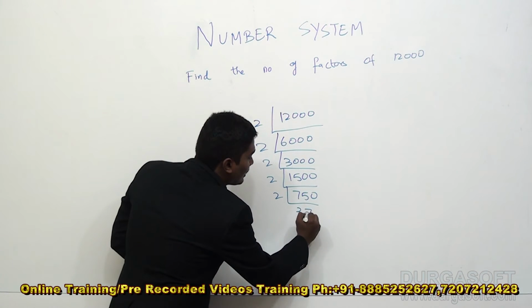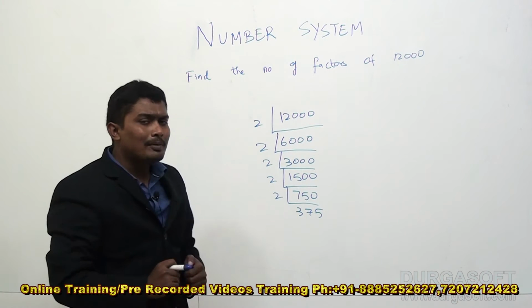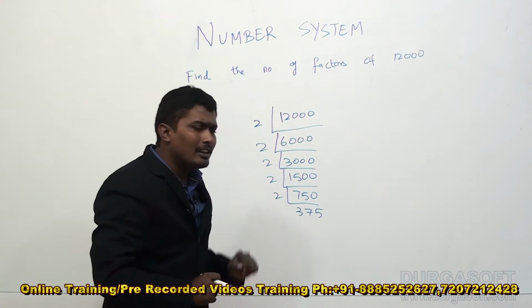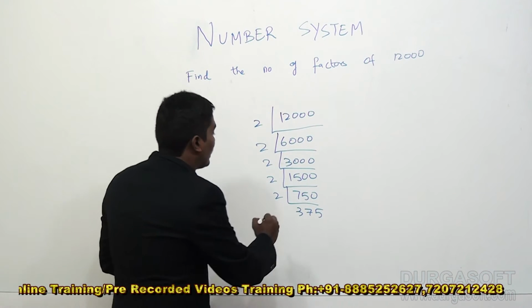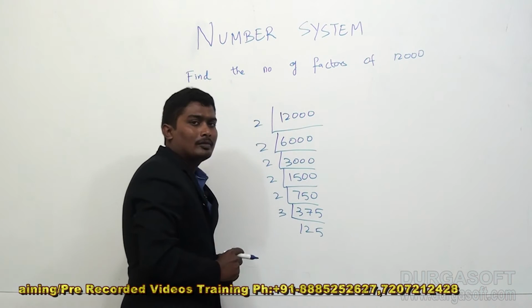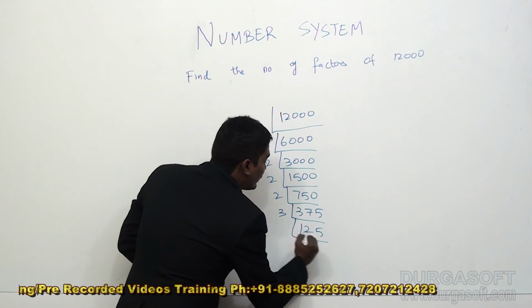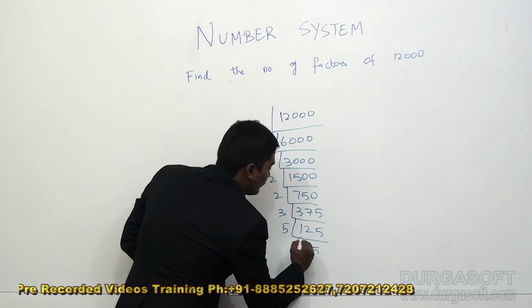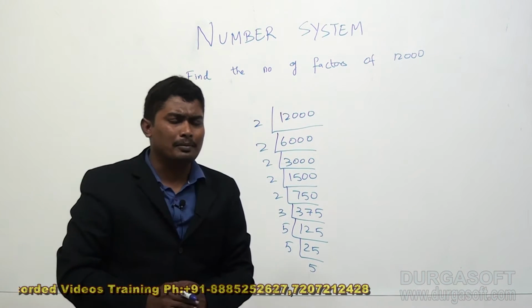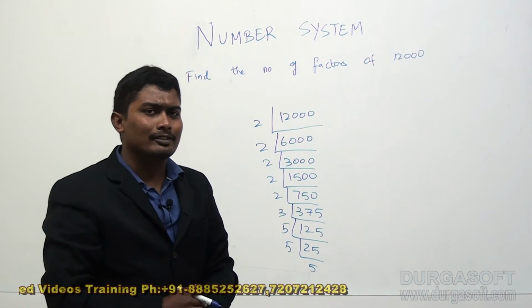this will give me 375. Now this number 375, I cannot divide it by second table. Can I divide it by any other number? So I can divide it by third table. Third table, 125. Next I can divide this again by fifth table, 25. Fifth table, 5. Now 5 is already a prime number, so I will stop my factorization here.